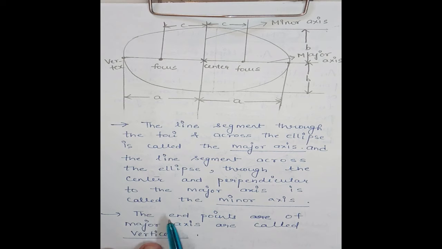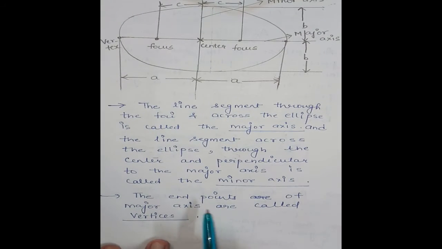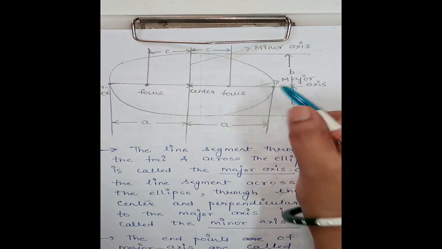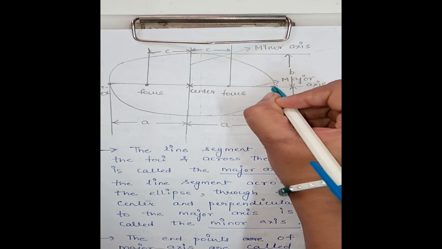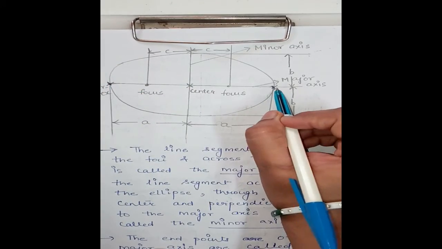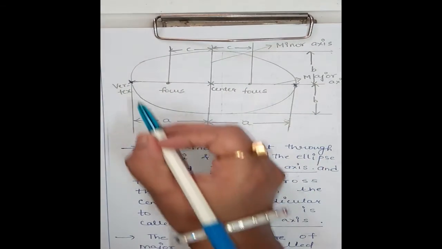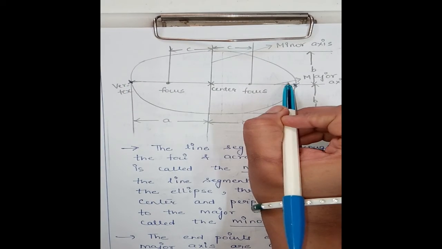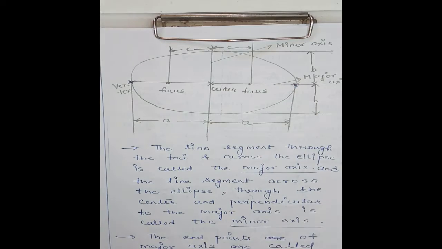Clear? Now the endpoints of the major axis are called the vertices. The endpoints of the major axis are called the vertices. This is the major axis. These two are the endpoints of the major axis, and these are called the vertices. This one and this one, the endpoints of the major axis. Clear?